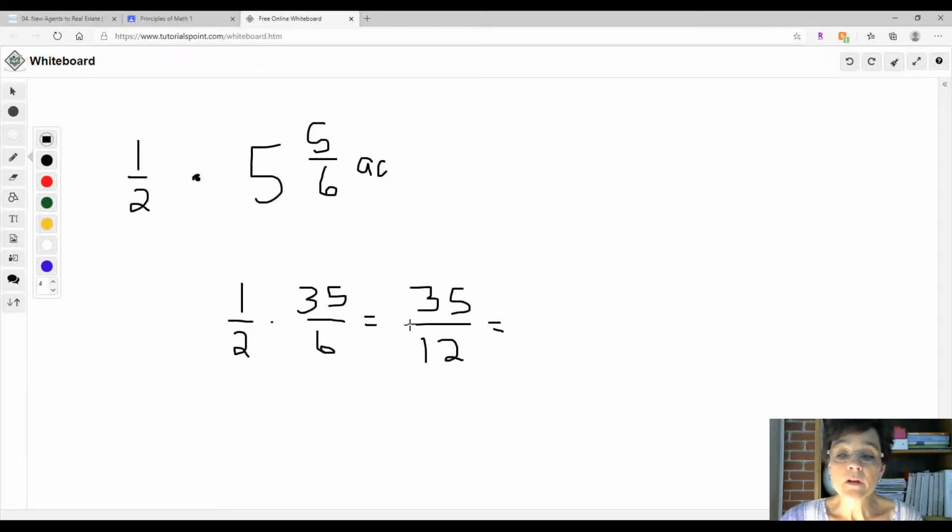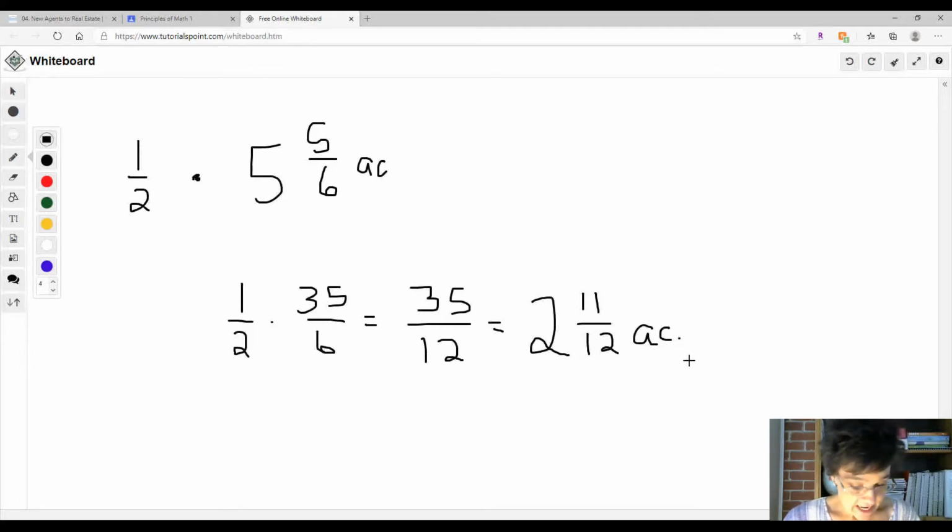All right, and we're going to turn this back around. So 12 goes into 35 2 whole times with 11/12 left over. Okay. So half of your acreage, you got 5 5/6, so half of that is 2 11/12. Okay, so that's the first step.